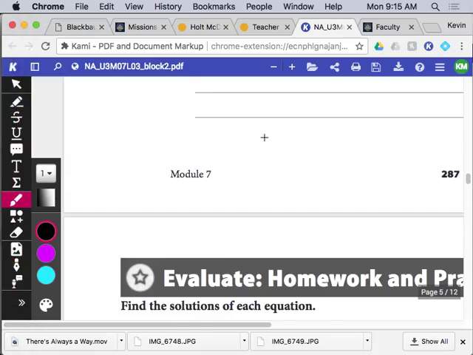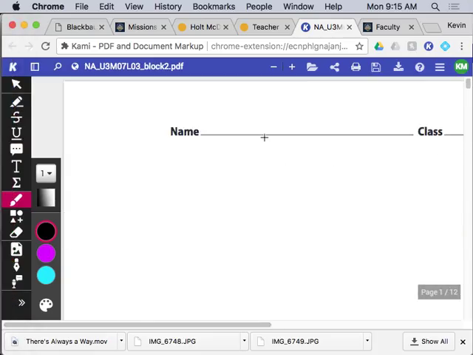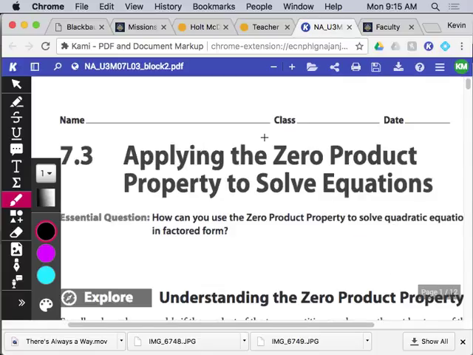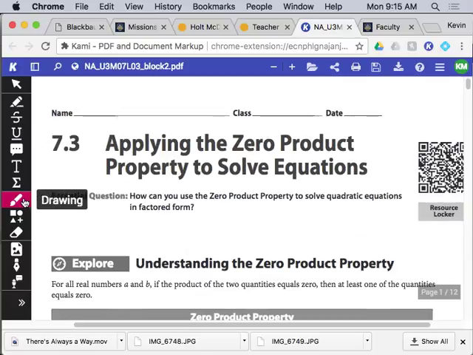A lot of things start coming together in lesson 7.3, and we start to see why we've done a lot of things. It's called applying the zero product property to solve equations. Now, the zero product property might seem like it's something new, but you've actually been doing it for a long time.